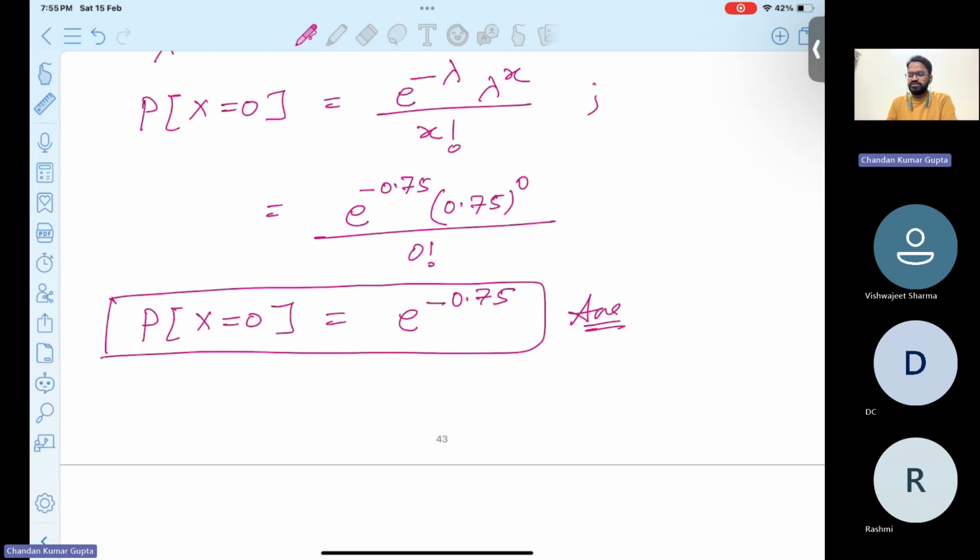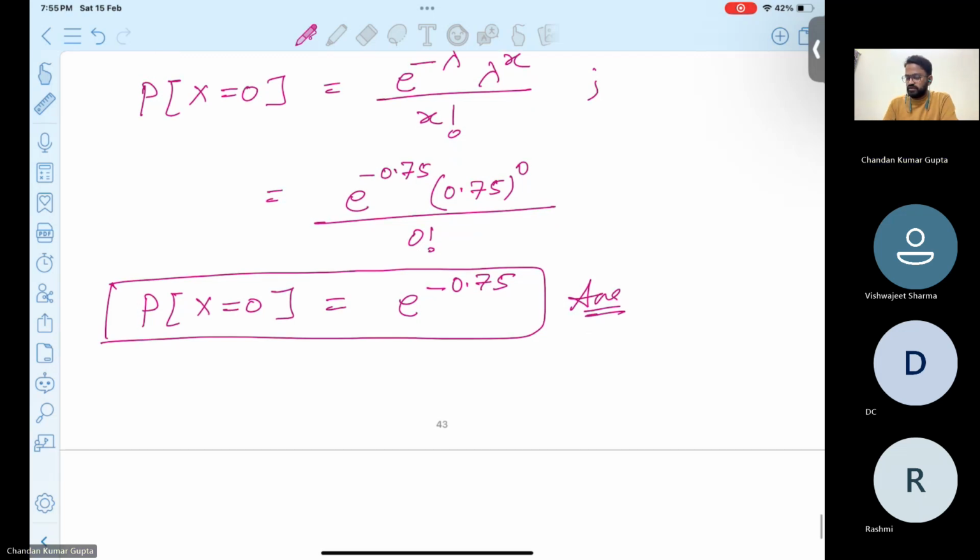Like in a telephone directory, every minute there are 2 calls. Then what is the probability that in the next 18 minutes, 17 calls are there? This kind of question can also be solved with the help of the Poisson distribution. Okay.